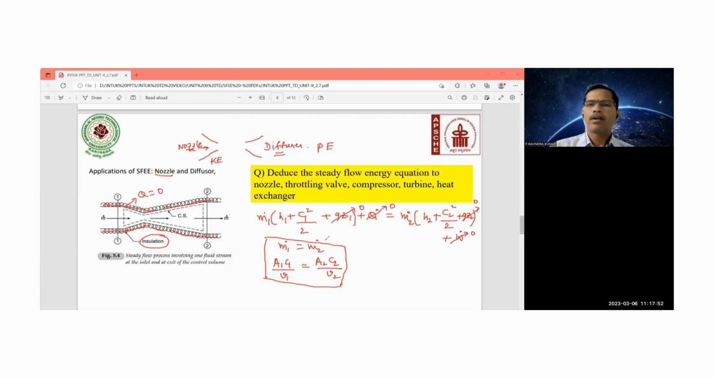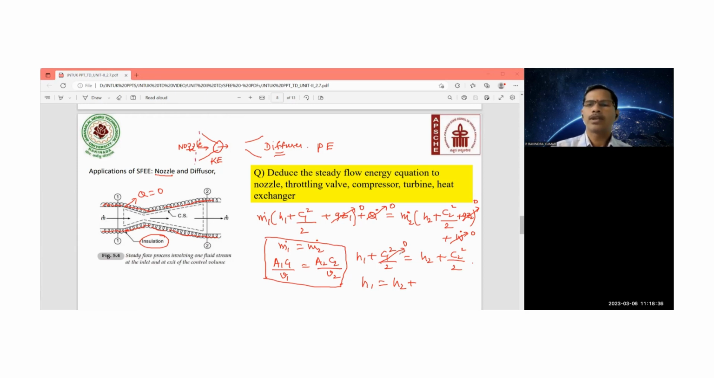So finally, what expression are you going to get? You will get h1 plus c1 square by 2 is equal to h2 plus c2 square by 2. So h1 is equal to h2 plus c2 square by 2, when the inlet kinetic energy is 0. Why? Because the nozzle is used to increase the kinetic energy of the flowing fluid. At the exit section you can find the kinetic energy, but at the inlet section the kinetic energy is negligible.